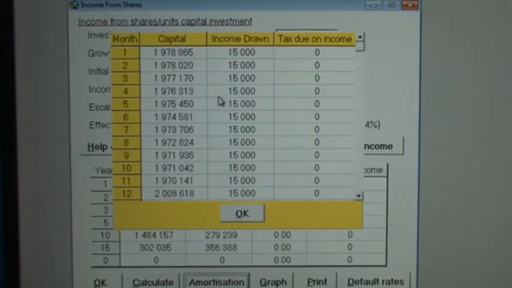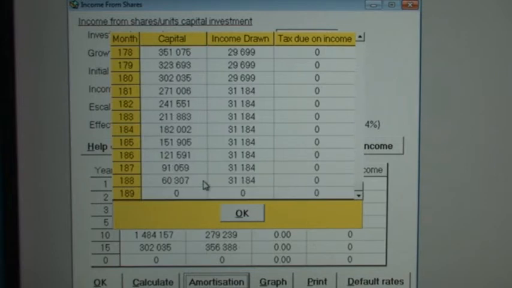If we look at the amortization table, we can see a month-by-month account of the 15,000 Rand we are drawing every month and how our capital changes every month. In month 13, we can see that the monthly income we draw increases by 5%. If we scroll down to the end, we can see that we will be drawing this inflation-linked income for 15 years and 8 months before we run out of capital.